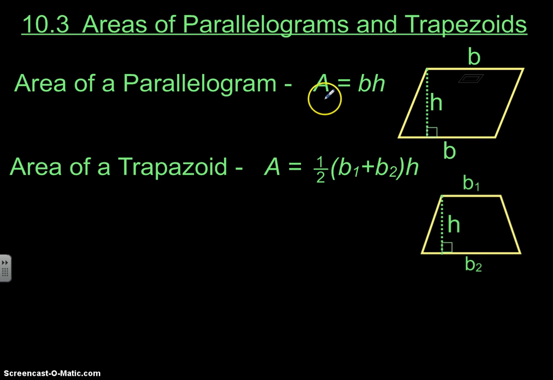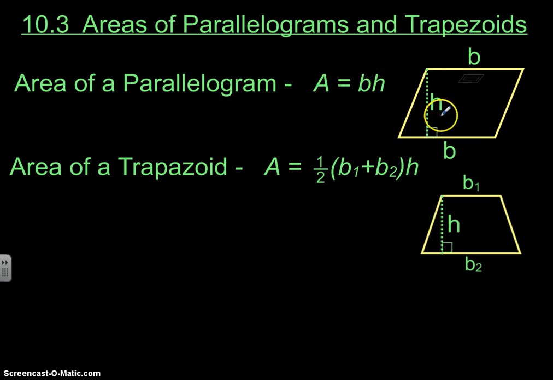One of these you may not be so familiar with, but we're looking at the formula for the area of a parallelogram, which includes rectangles, as you will know, and areas of trapezoids. So let's look at the parallelogram first. B is base, H is height, capital A is always area.